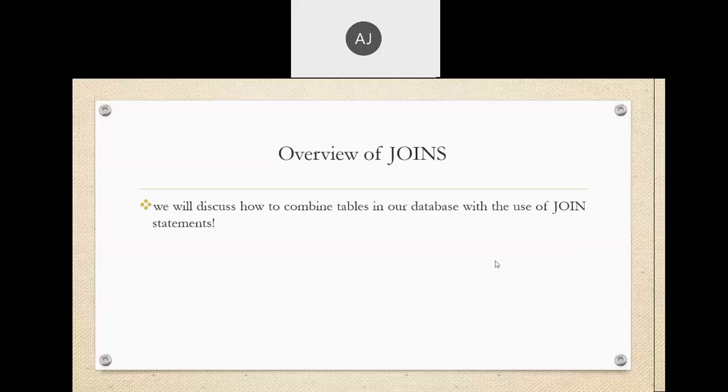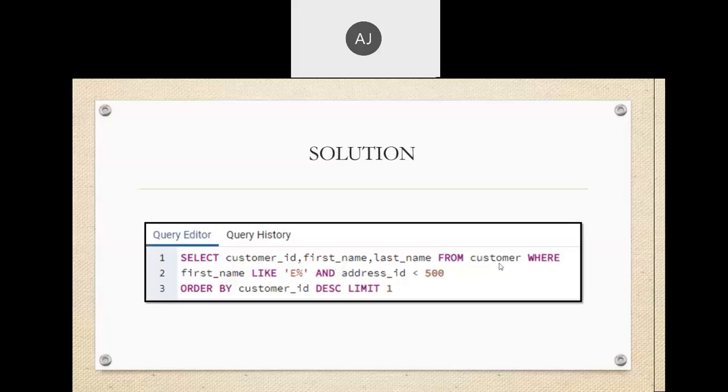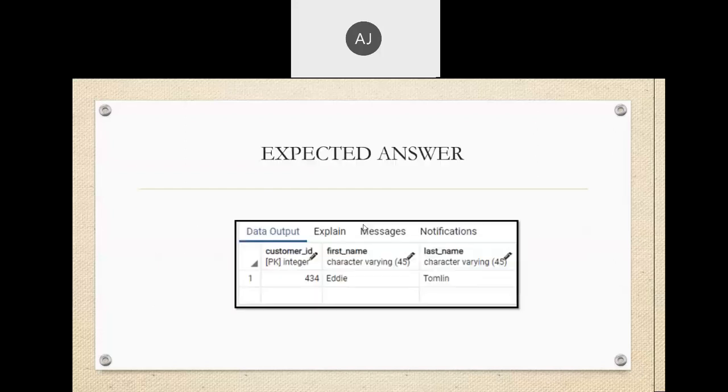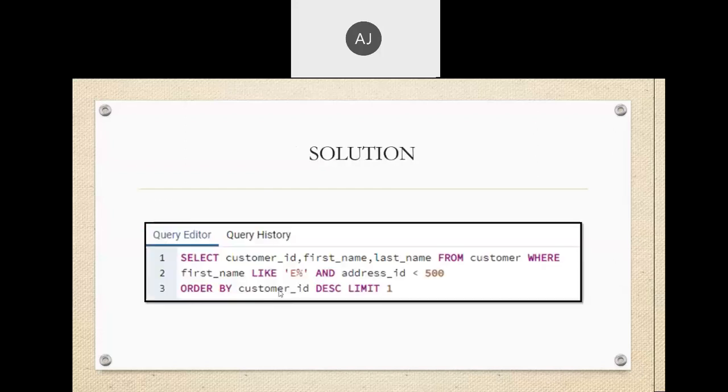From what? From customer. Where first name like, because we are given a condition. What is the first name? First name like E, and after that percentage, and address ID is less than 500, order by customer ID descending, limit. Okay, so limit will specify the one. So this is the command, this is the query of the solution. By that we can easily find it out.